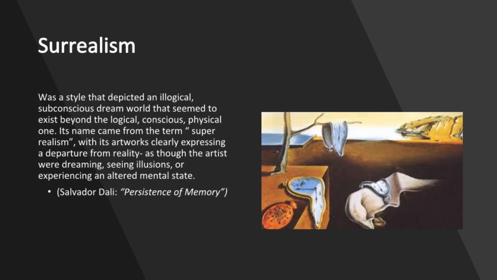Surrealism. Was a style that depicted an illogical, subconscious dream world that seemed to exist beyond the logical, conscious, physical one. Its name came from the term superrealism, with its artworks clearly expressing a departure from reality as though the artist were dreaming, seeing illusions, or experiencing an altered mental state. Salvador Dali. Persistence of Memory.